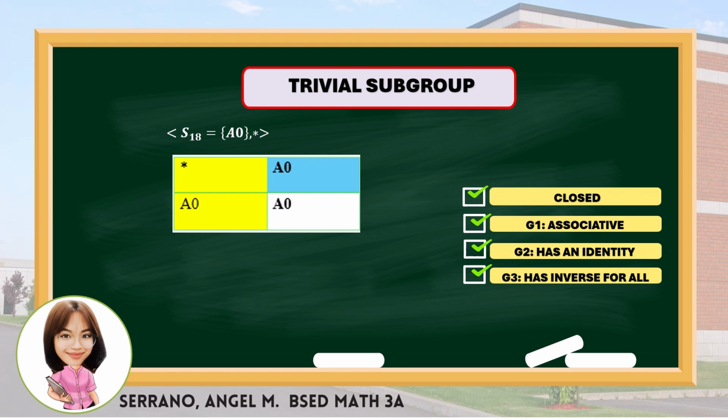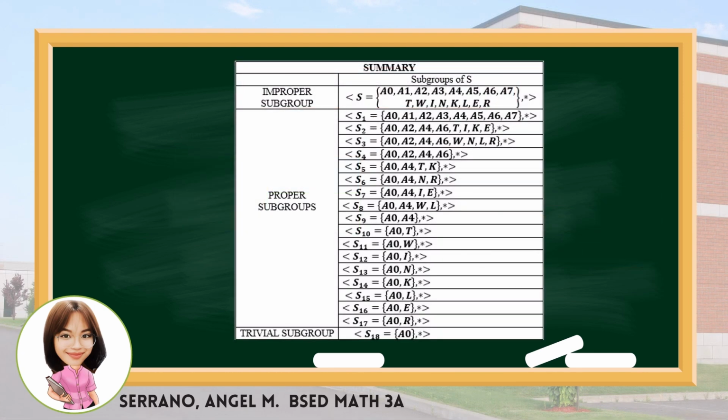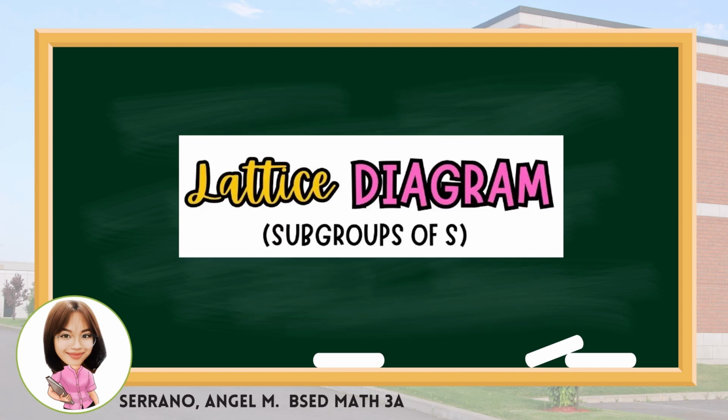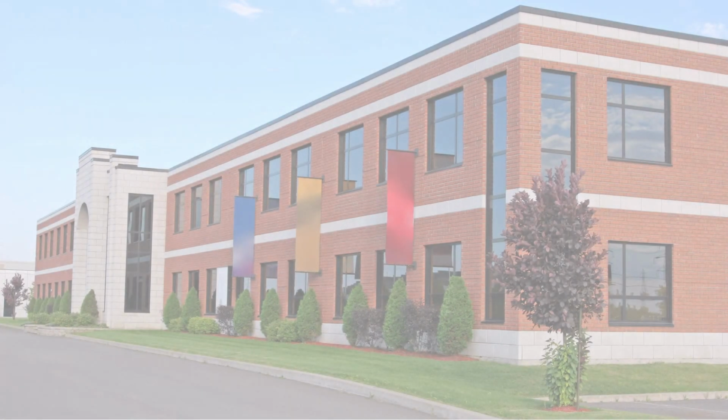So therefore, we have here the summary of results, from improper subgroup to trivial subgroup. Okay, let's now proceed to the lattice diagram of the subgroups of S. This is where we can see the summary of all the subgroups and visualize it. First we have the improper subgroup, which is also the group itself.